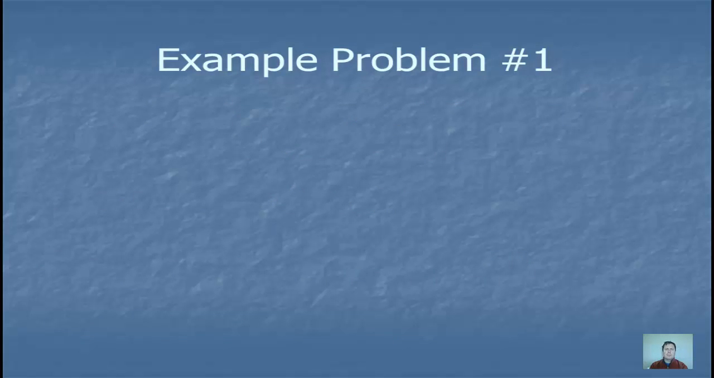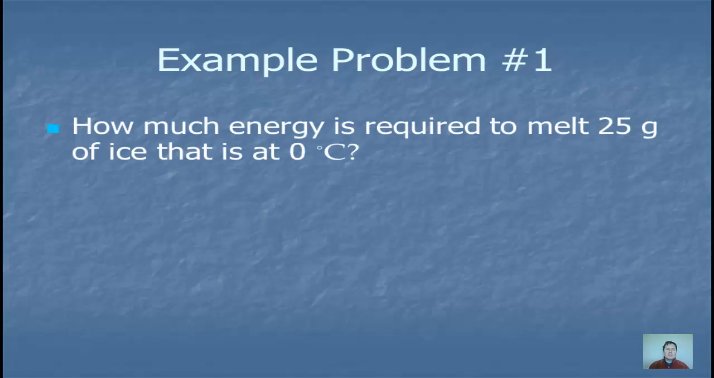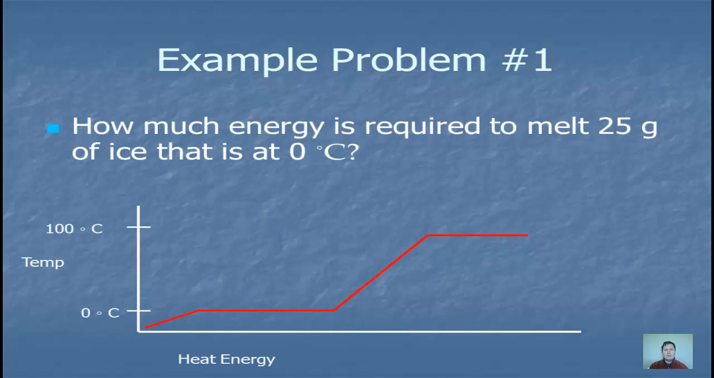Okay, let's do an example problem together. It may look something like this. How much energy is required to melt 25 grams of ice that is at 0 degrees Celsius? So first thing I'm going to do is create my generic phase change diagram. It says it's water.